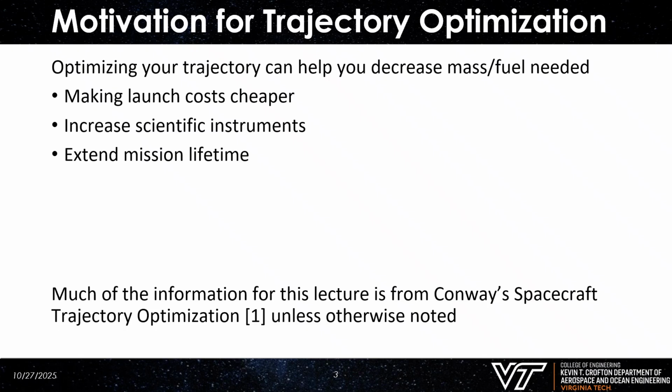Some motivation for trajectory optimization. The reason we want to optimize a trajectory is it can help us decrease our fuel needed, and that'll help us decrease our mass needed. By decreasing our mass, we can make launch costs cheaper. We can increase the amount of scientific instruments we have, which will increase the scientific value of our mission, and we can also extend our mission lifetime.